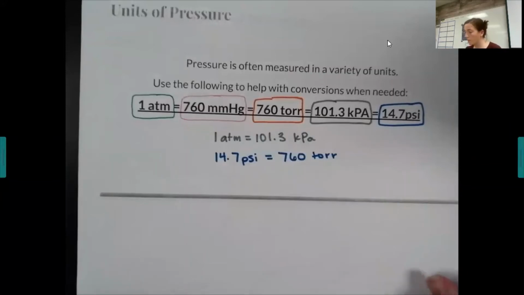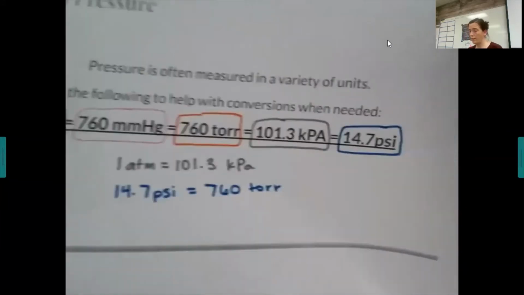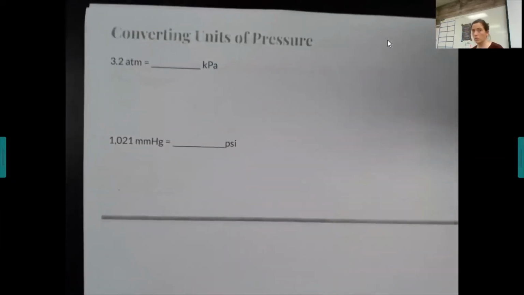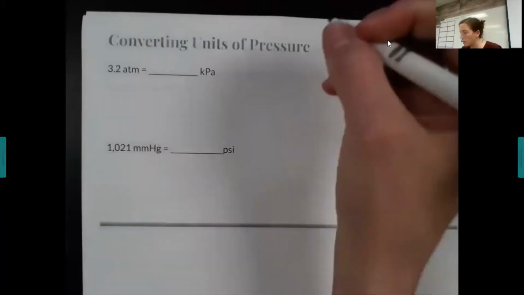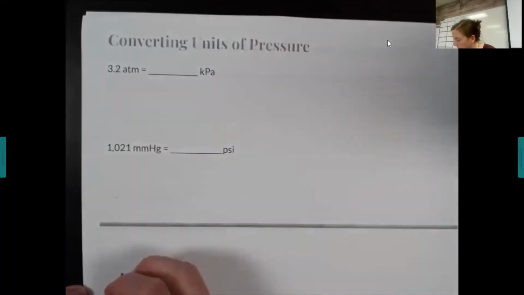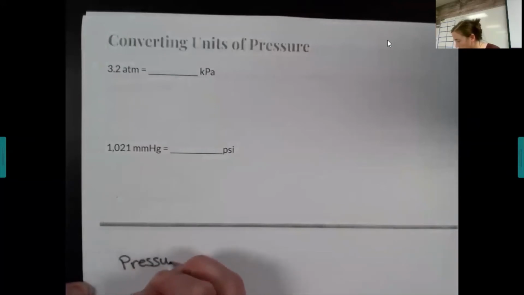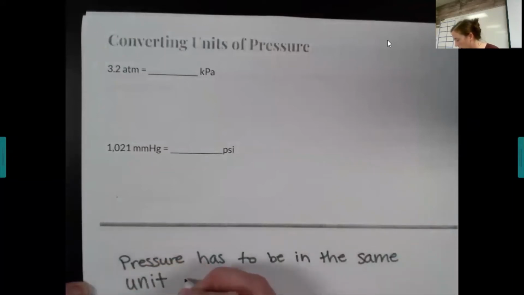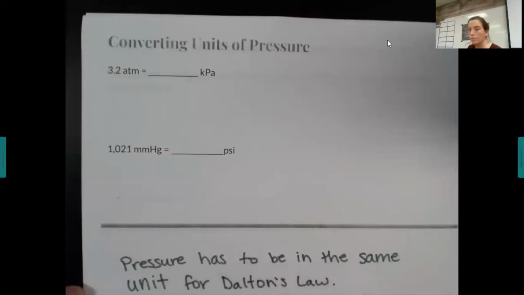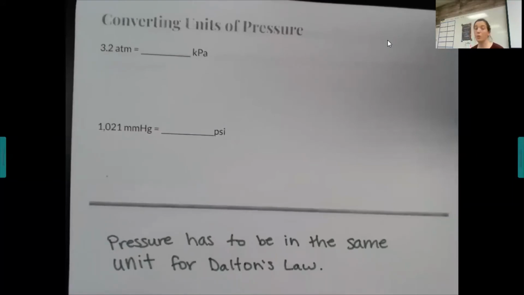Now for Dalton's law, we said that the total pressure is equal to the sum of the parts of all of the pressure. So when we're doing this, we have to make sure that the pressure has to be in the same unit for Dalton's law. So we've got to work on conversions.